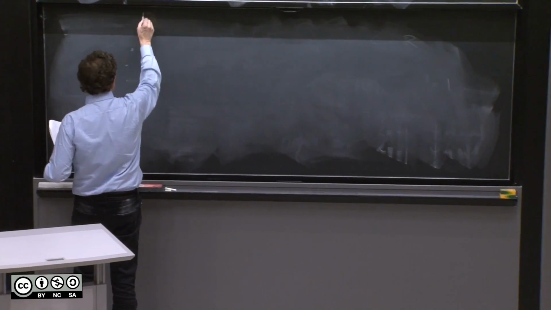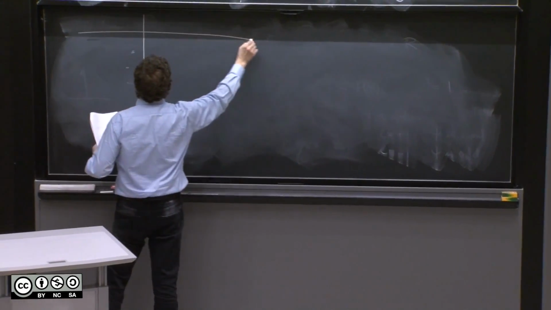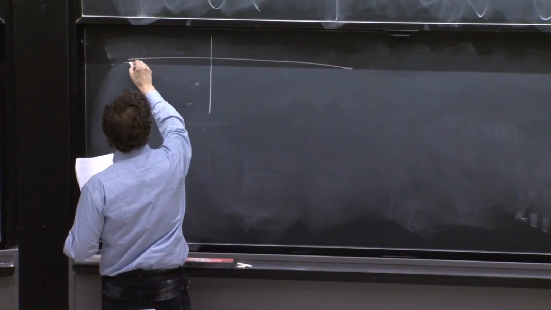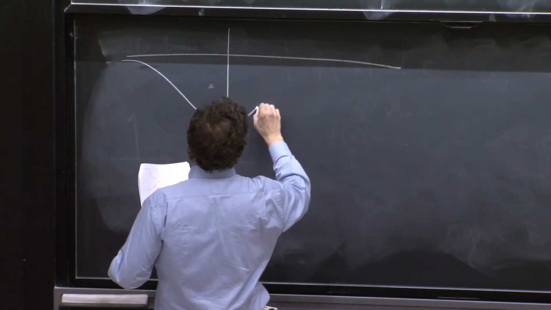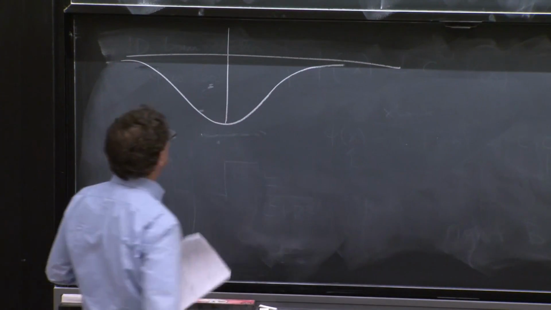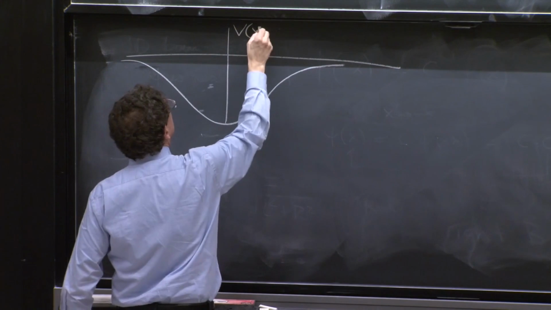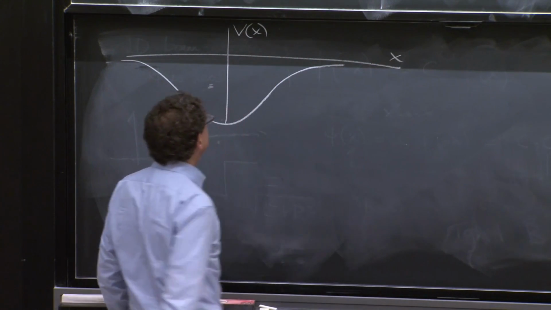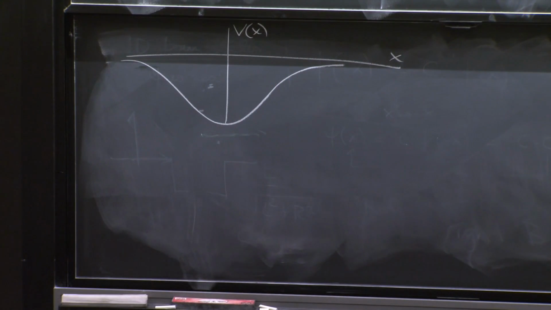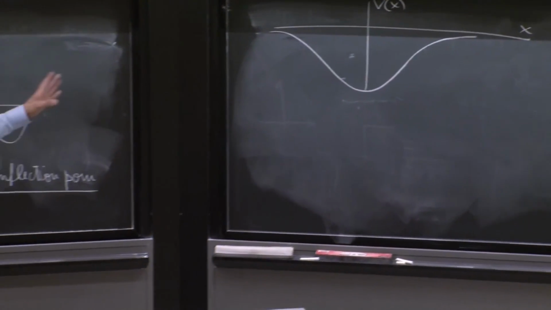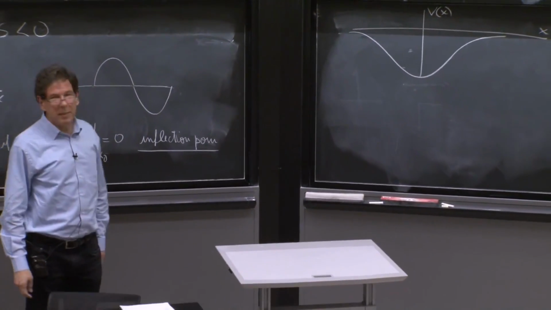Here is your potential. It's going to be smooth, nice potential like that. V of x. X is x. And now, suppose you don't know anything about the energy eigenstates. Now, this potential will be assumed to be symmetric.